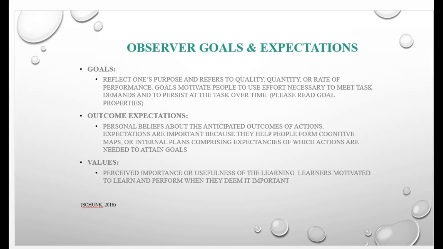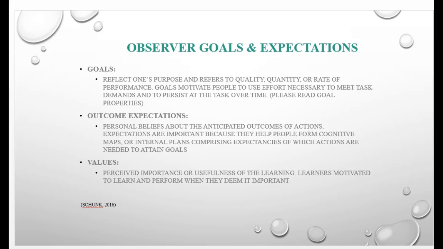It says read goal properties. The three goal properties are specificity, proximity, and difficulty. And basically, these properties enhance the student's motivation and their self-efficacy to learn what it is the behaviors or the tasks are that you're teaching. So specificity means the more specific the standards of performance, the more they know exactly what they have to do to meet the standards, the more likely they are to put forth that effort.